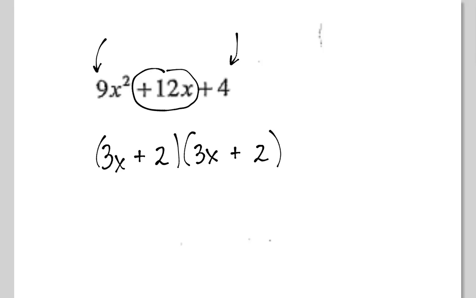And then here's the double check. If I do one of the outsides, I get 3x times 2 is 6x. And then if I do it here, you get 6x again. And 6x plus 6x is 12x.